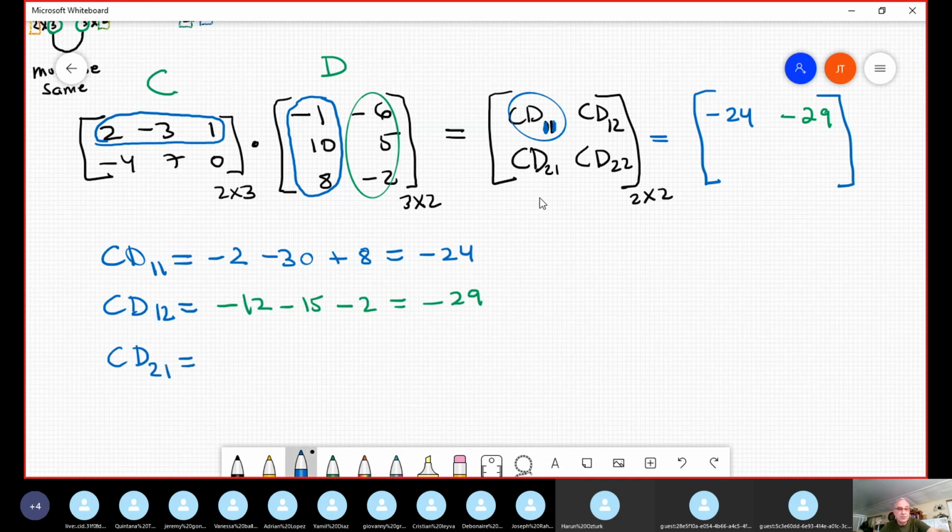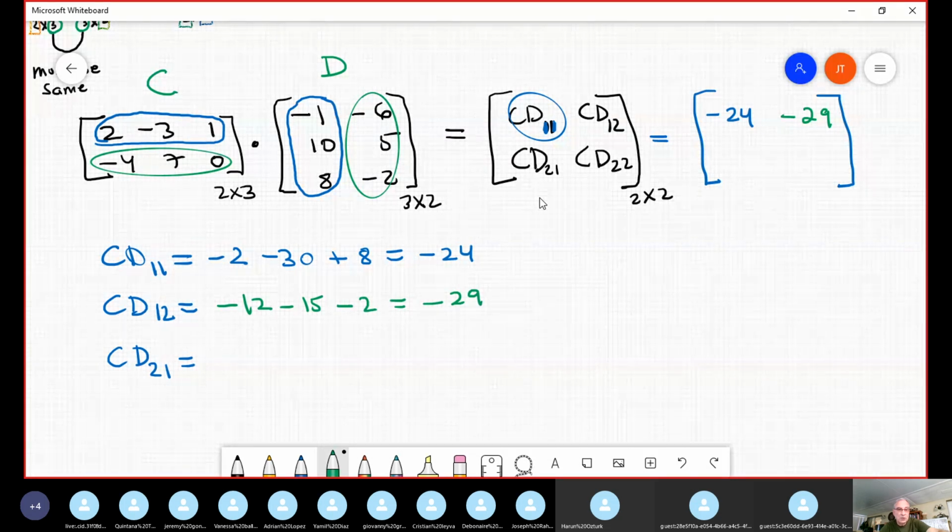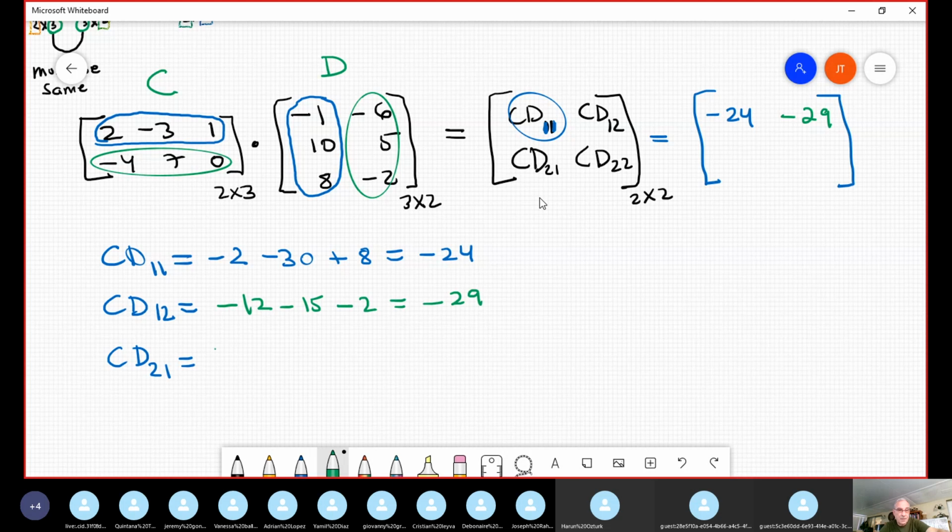CD21 is the multiplication now of row 2 of the matrix C by column 1. So row 2 in the first, column 1 in the second. You multiply -4, sorry, times -1, which is positive 4. 7 times 10 is 70. 0 times something is 0. The answer is 74, and 74 here.